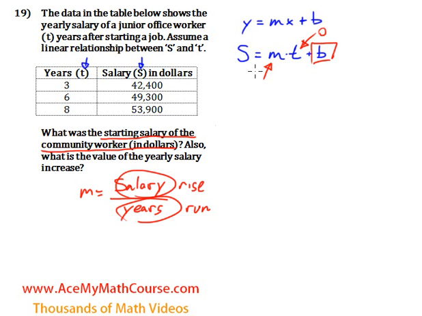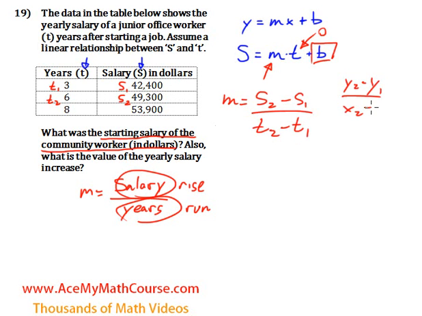And how can we do that? Well, I'm going to use T1 as 3, T2 as 6, 42,400 as S1, 49,300 as S2 for the slope formula, which in this case will take the shape of S2 minus S1 over T2 minus T1. Usually, of course, it's Y2 minus Y1 over X2 minus X1, but we have replaced Y with S, and our X became T.